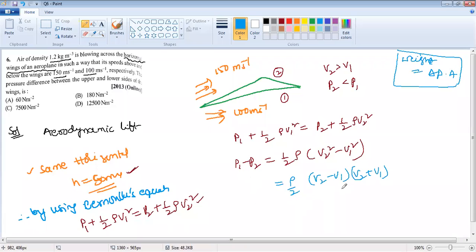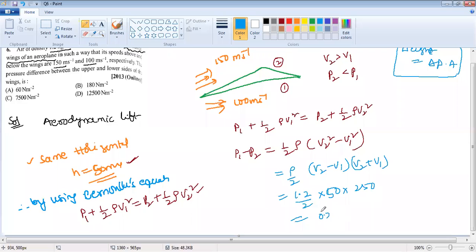So rho by 2 into V2 minus V1, this is 100. Rho is nothing but 1.2 kg per meter cube. So this is 1.2 by 2 into (V2 minus V1), which is nothing but 50. V2 plus V1 is nothing but 250, because 150 plus 100. This is 250. So now, what is your answer here?